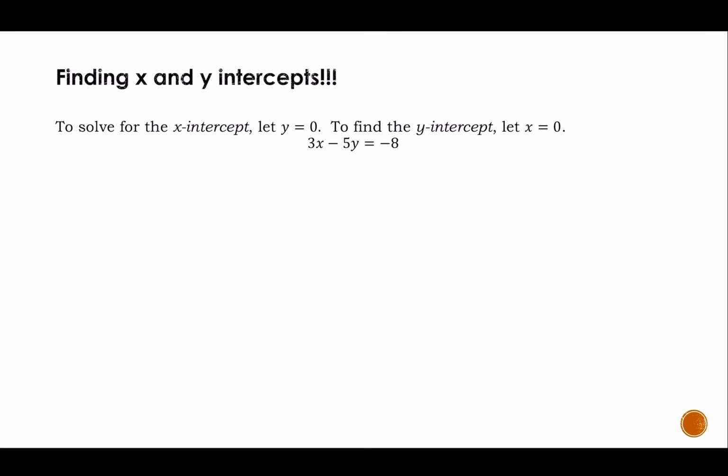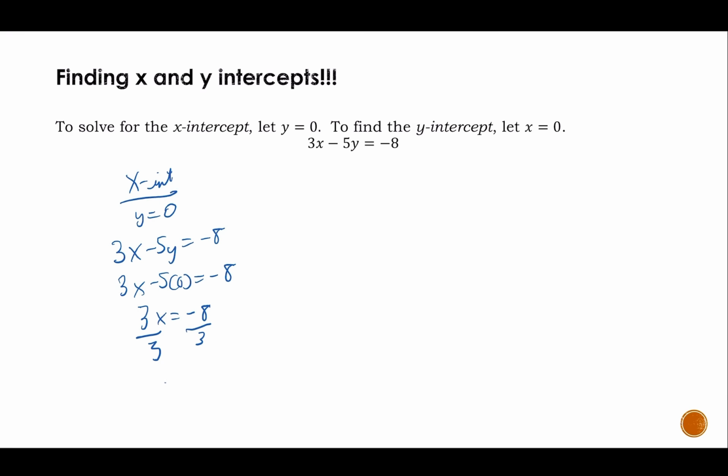So to solve for the x-intercept, you let y equal 0, and to solve for the y-intercept, you let x equal 0. And we want to be sure to write our answers as ordered pairs. So for my x-intercept, y is 0. So 3x minus 5y is negative 8. 3x minus 5 times 0 is negative 8. That gives me 3x equals negative 8. I divide both sides by 3. x equals negative 8/3. So my ordered pair is when x is negative 8/3, y is 0.